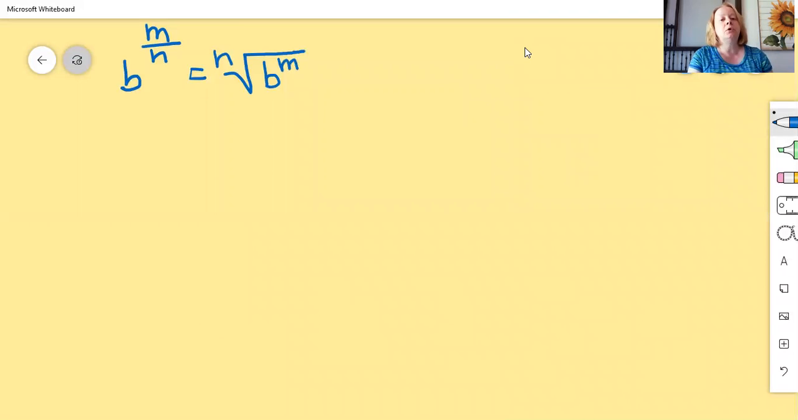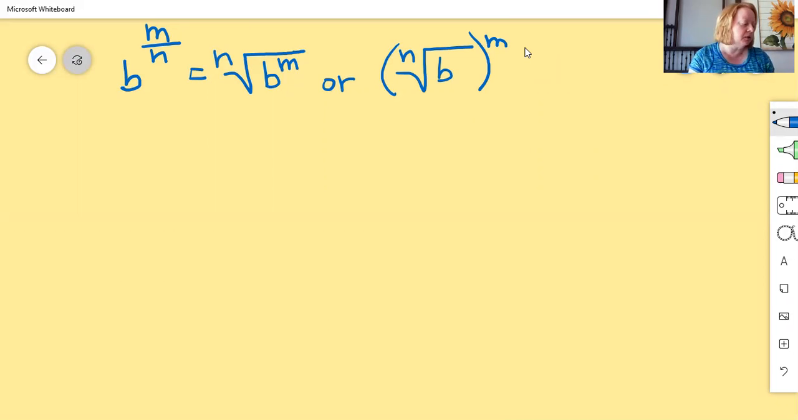And remember, the exponent can go inside, or you can move it to the outside. Sometimes it's more advantageous to have the exponent inside. Sometimes it's more advantageous to have it outside. So you can choose either way to write it. So let's look at how we write some of these problems and how we solve some of them. So, all right, number 1.